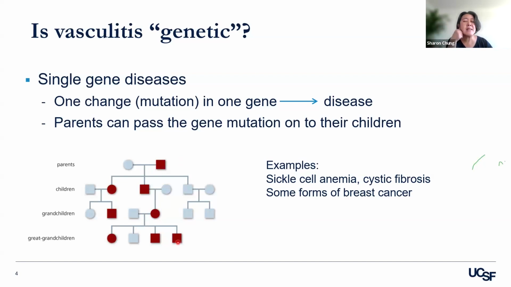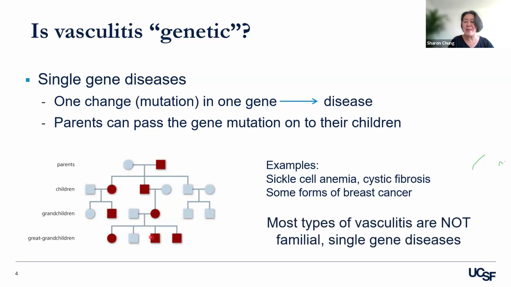And the most common examples, or the best known examples of these single gene diseases, include sickle cell anemia, cystic fibrosis, and some forms of breast cancer. But I'm going to give you a spoiler alert. Most types of vasculitis are not familial single gene diseases.